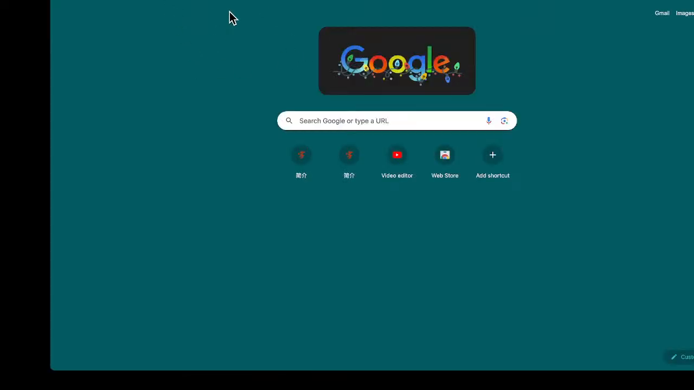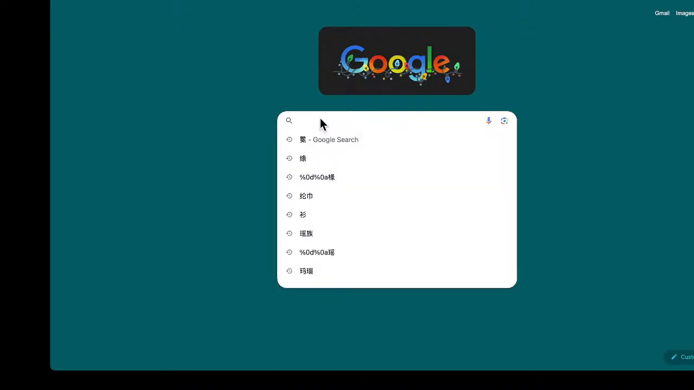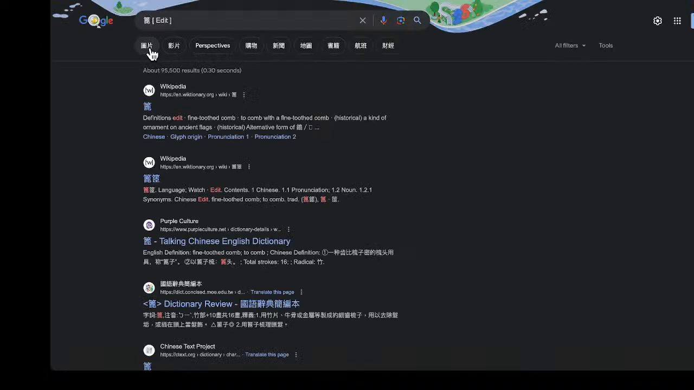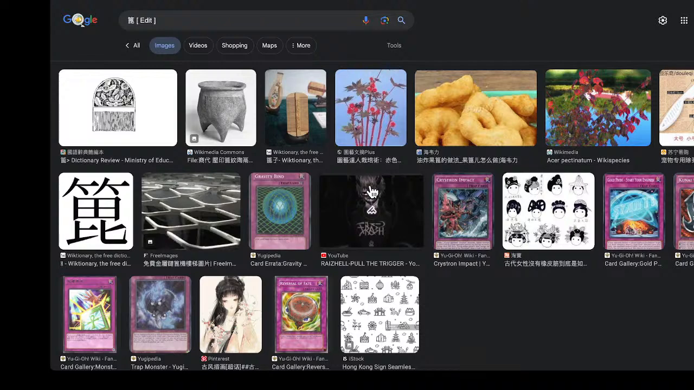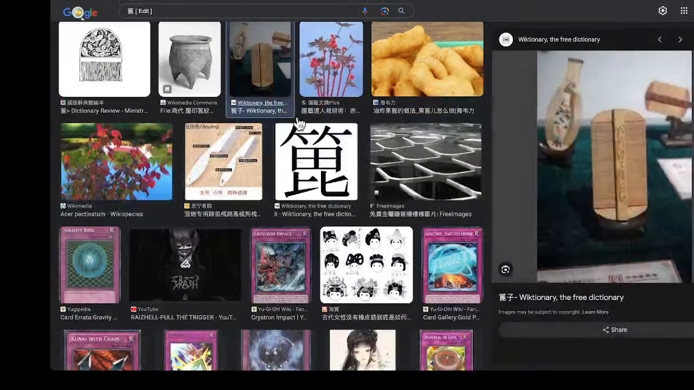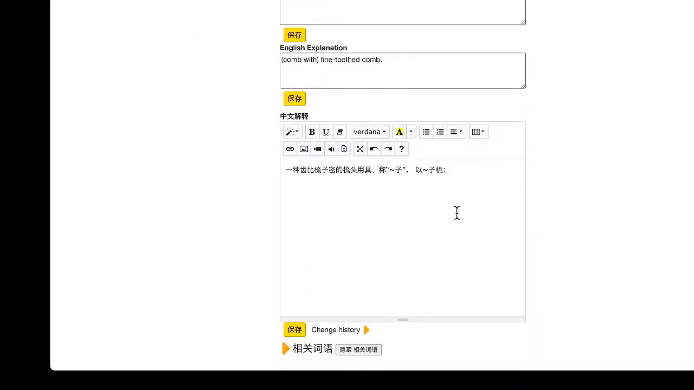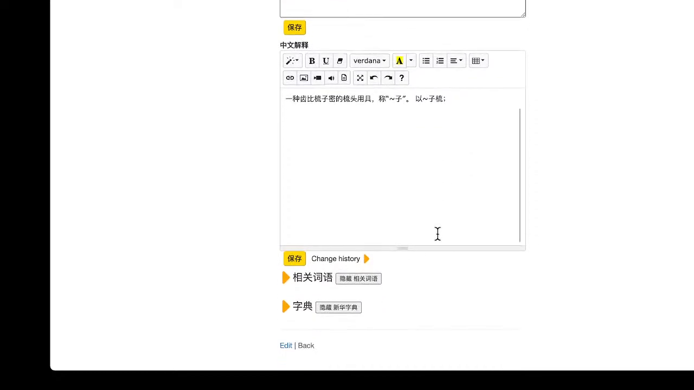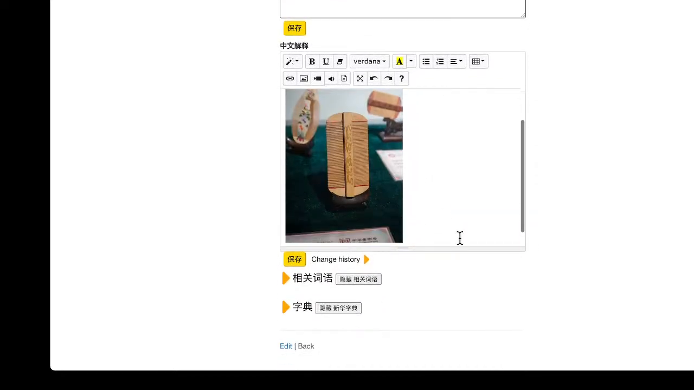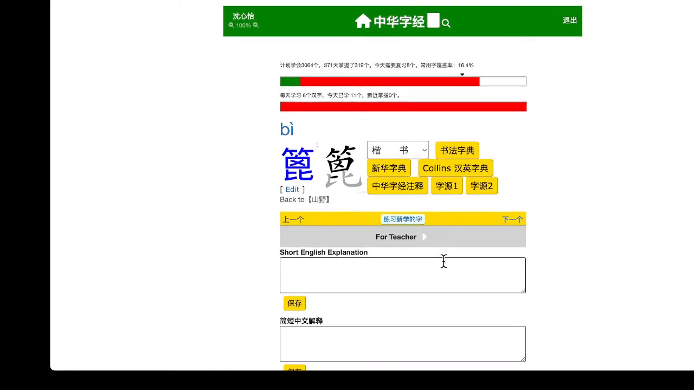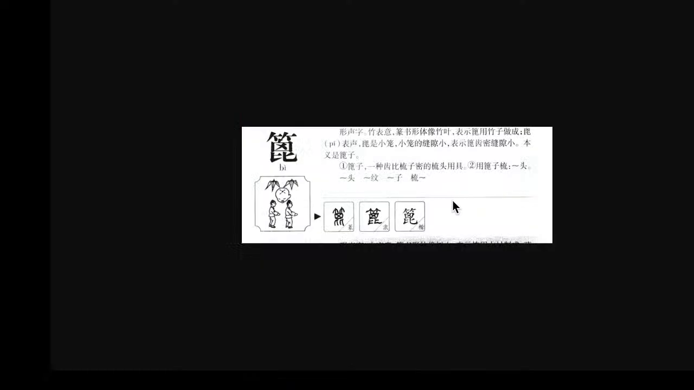Okay, let's do a search on this B and 图片. And here is the picture. See, this kind of comb is called a B. I think this is a pretty good picture, let's take that. Okay, that's the kind of picture. Right, let's take a look at the characters.